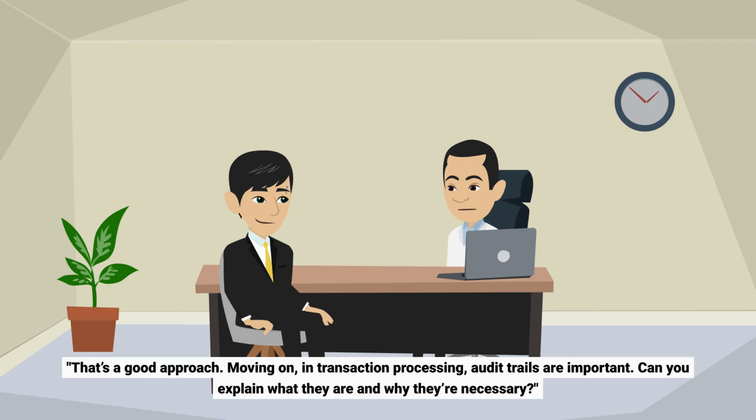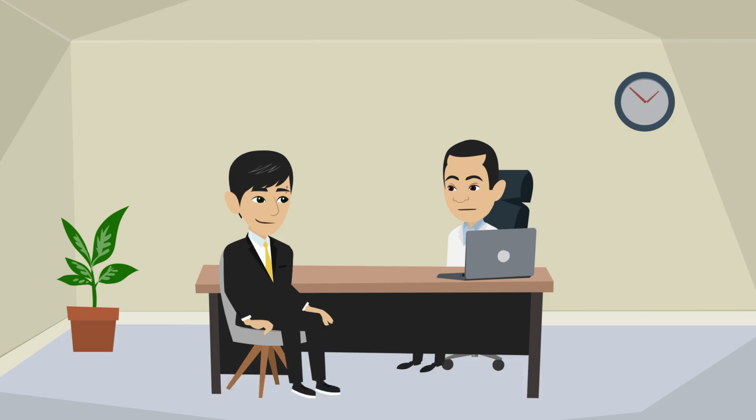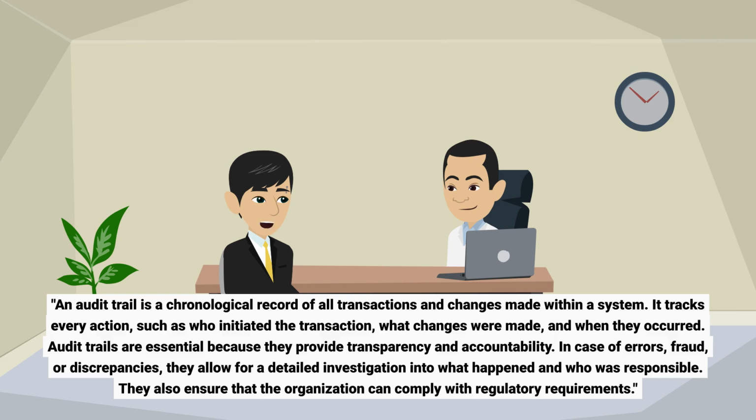That's a good approach. Moving on, in transaction processing, audit trails are important. Can you explain what they are and why they're necessary? An audit trail is a chronological record of all transactions and changes made within a system. It tracks every action, such as who initiated the transaction, what changes were made, and when they occurred. Audit trails are essential because they provide transparency and accountability. In case of errors, fraud, or discrepancies, they allow for a detailed investigation into what happened and who was responsible.